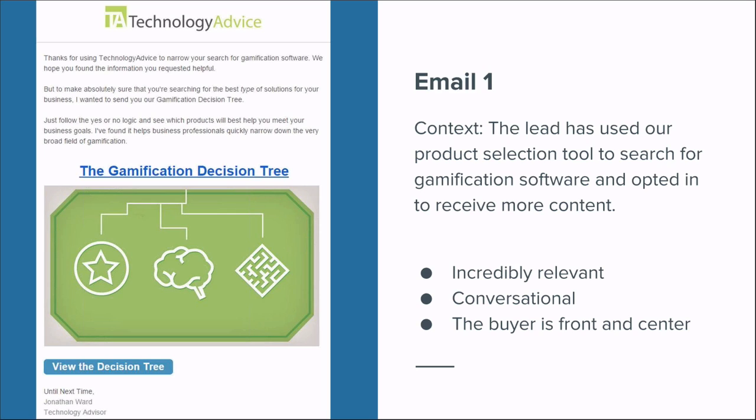So let's break down the campaign. Here's the first email that we send them in the automation campaign. And it's important to get some context here first, because that'll explain why we sent this particular email. So on technologyadvice.com, when we help people find business technology, we have an online application called the Product Selection Tool. People can come to our website, and they can answer a series of questions, and then they'll get recommended a couple of products that meet their needs based on the price range or the number of users, what have you.